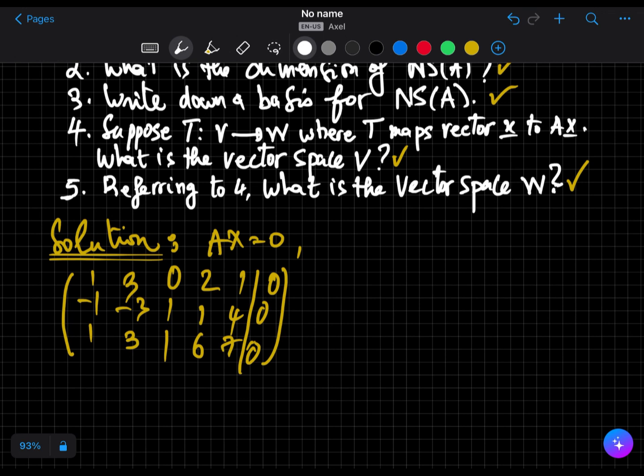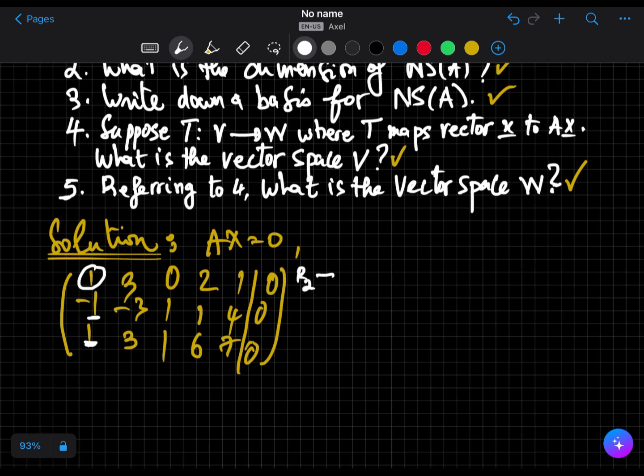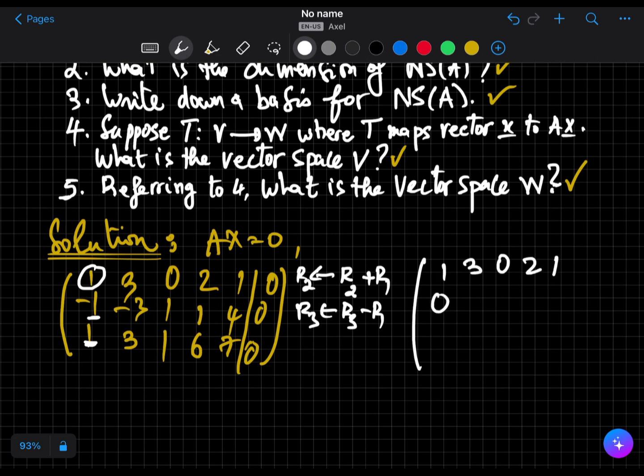So we can see that here we have a pivot. So we can make some 0 here and some 0 here, right? And how do we do that? By making R2 equal to R2 plus R1, and then having R3 equal to R3 minus R1. So this will lead to 1, 3, 0, 2, 1, 0, 0, 1, 3, 5, and then I have 0 and 0, 1, 4, 6.